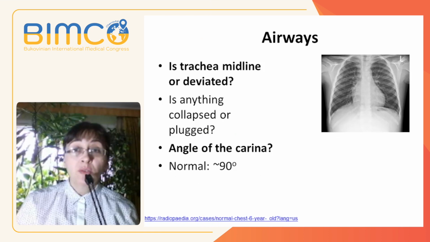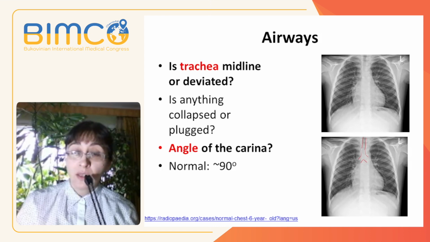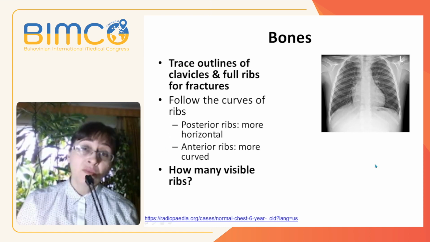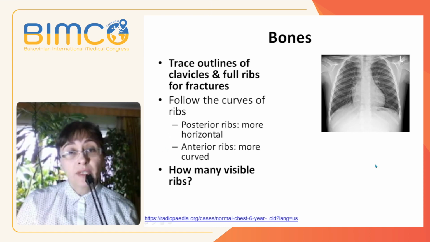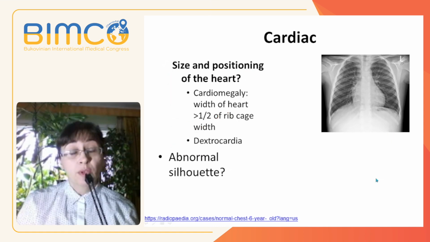What do we start with? We may start with the airways and check whether the trachea is located midline or deviated. Mostly it is located slightly to the right side. Is anything collapsed or plugged? What is the angle of the carina, which is normally 90 degrees? Check the bones. Trace outlines for clavicles and full ribs for fractures. Follow the curves of the ribs. Posterior ribs are more horizontal and anterior are curved. And you have to observe at least 9 to 10 posterior ribs for a good quality picture.